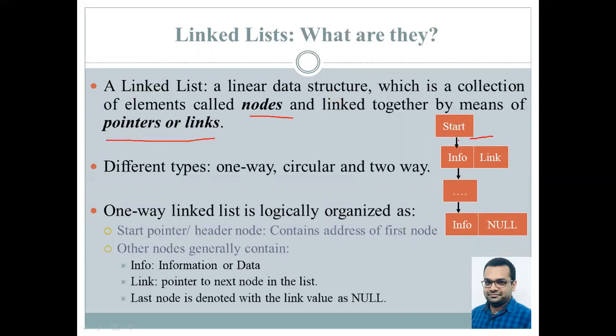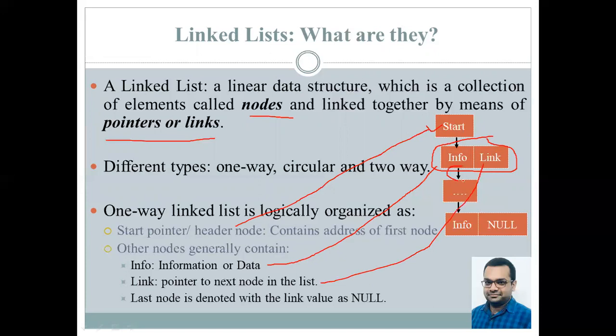So nodes can be basically denoted like this. Every node has a collection of one information part and a link part, possibly except the start node, where the start node actually gives us the starting address of the first node in the linked list. Starting node is the only node that does not contain any information, only the address part. Except the start node, all other nodes contain the information part as well as the link part. The link part is a pointer to the next node in the list.